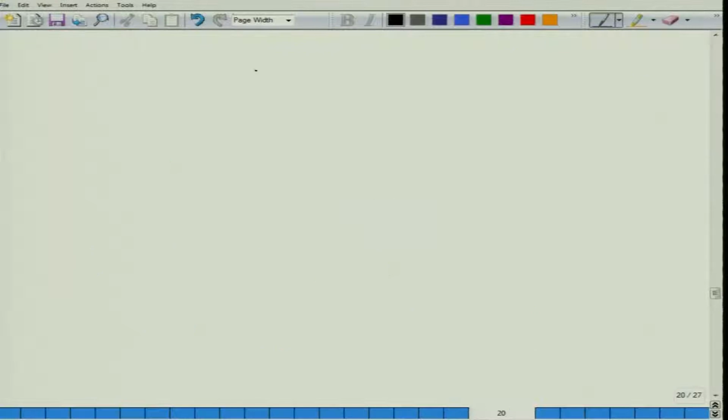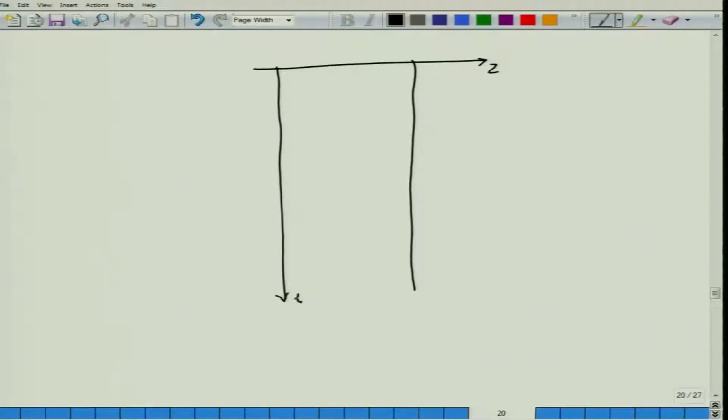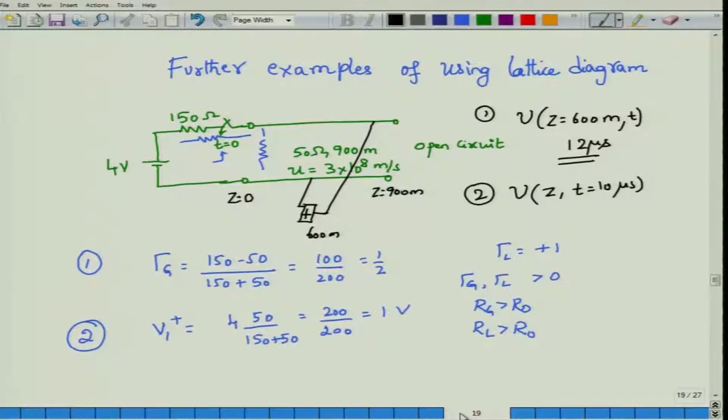On one axis we draw the z axis, and down here I will draw the time axis. Okay. So I know what is the time delay of the propagation. In order to find the time delay, I go back to this circuit. I know that the length of the transmission line is 900 meters. So the time delay will be given by 900 meters, and we know that the velocity is 3 into 10 to the power 8 meters per second. So this is about 3 microseconds.